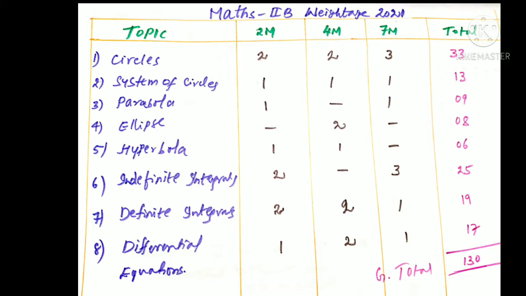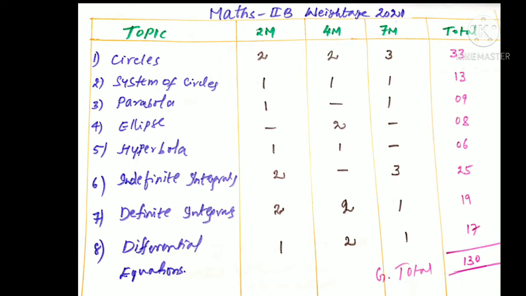Now come to the definite integrations. From this definite integrations, 2 2-marks, 2 4-marks, 1 7-mark question will come. And the total its weightage is 19 marks. It is also a very interesting and easiest topic. If you practice more questions and the most important questions, you can easily get the 19 marks here. There is no doubt about it.